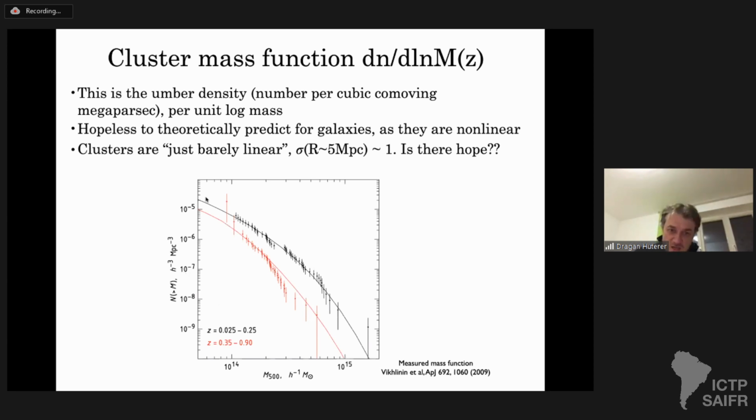Okay, so is there hope of deriving this from scratch? Of course, you can run numerical simulations and build up the histogram and learn the distribution of this mass function from there. But you can see here that clusters form last. If you go to higher redshift, there are fewer massive objects, and then as you go to present time, there are more of them.